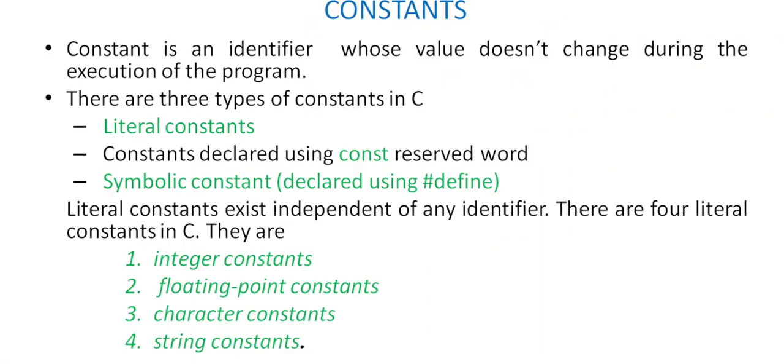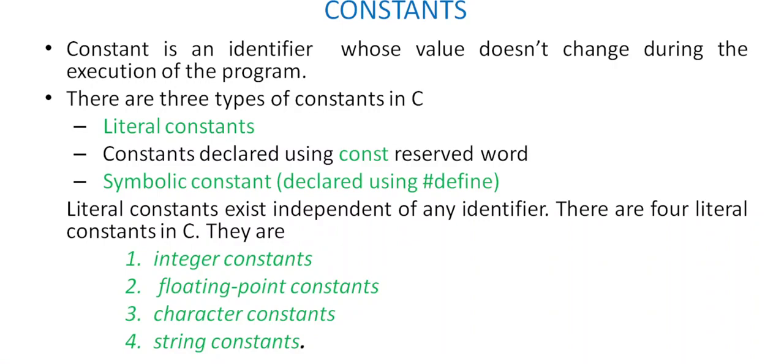Constant. As I already told you in the previous sessions, any name which you use in C language is an identifier, a valid identifier. A constant is also an identifier, but its value doesn't change during the execution of the program. That means once you assign some value to the constant, you cannot change the value. Because the value remains the same, it is called a constant.